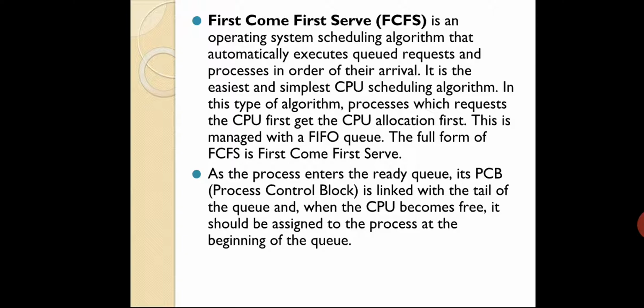As a process enters the ready queue, its PCB, the process control block, is linked with the tail of the queue, and when the CPU becomes free, it is assigned to the process at the beginning of the queue. These are the theoretical concepts you have to understand. Once you manually solve the problem, you will get the idea of this scheduling algorithm.